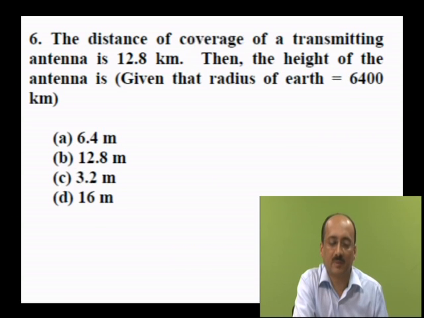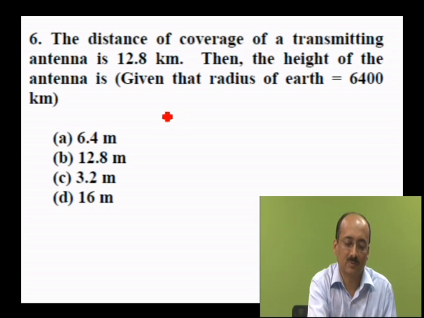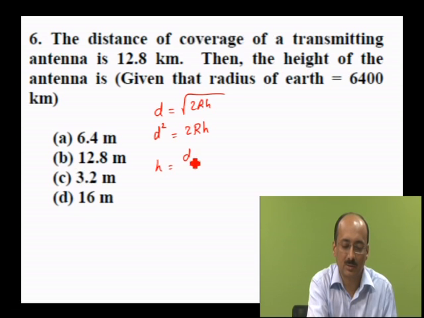The distance of coverage of a transmitting antenna is 12.8 kilometer. Then the height of the antenna is? So what you can do, you have this equation, D is equal to root of 2RH. You square it, D square is equal to 2RH, where R is the radius of Earth. You want to know what H is. So you can do D square by 2R.